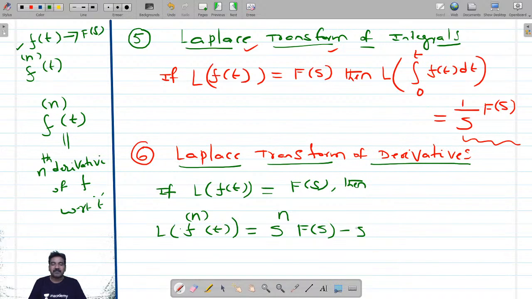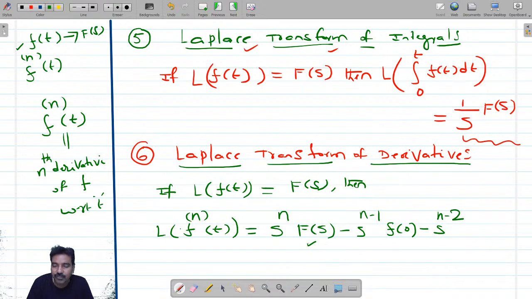Suppose if n value is 5, in the first term you will find s power 5, next s power 4, s cube, s square, s power 1, next s power 0. Only in the first term you will get capital F of s. From next onwards, powers of s will be in decreasing order and small f will come. So small f of 0 minus s power n minus 2, so powers of s are in decreasing order as you are moving from left to right. So this is f dash of 0, first order derivative of f, replace t by 0, minus s power n minus 3 into f double dash of 0, and so on.